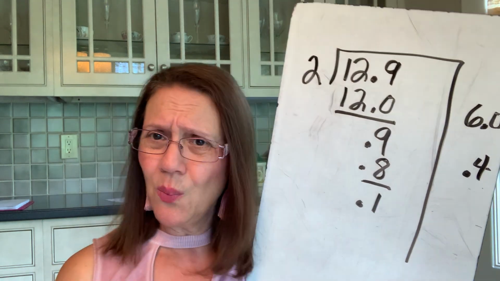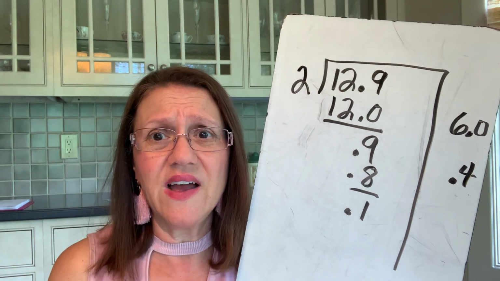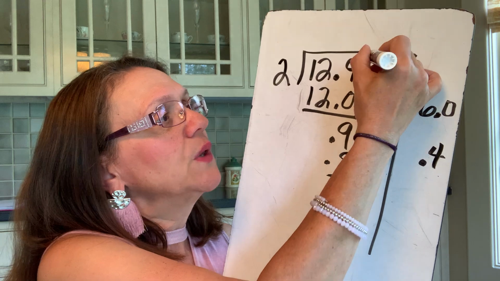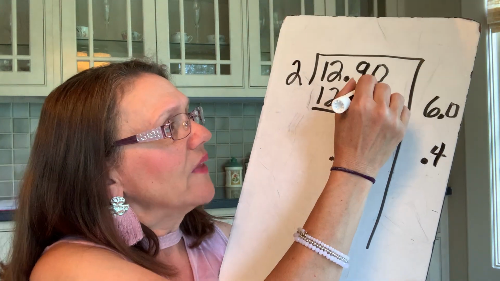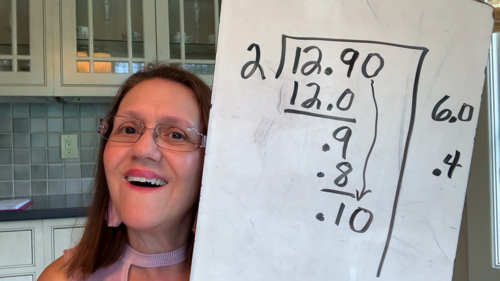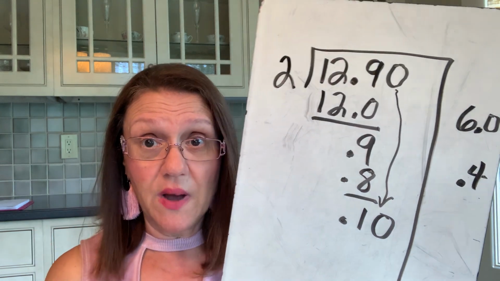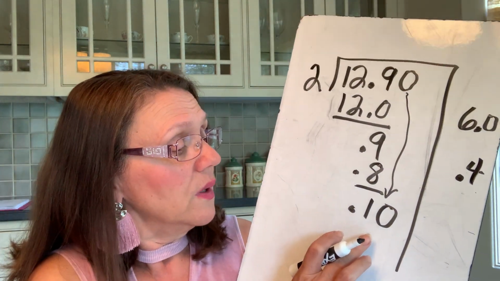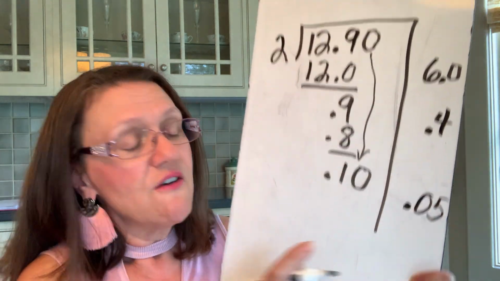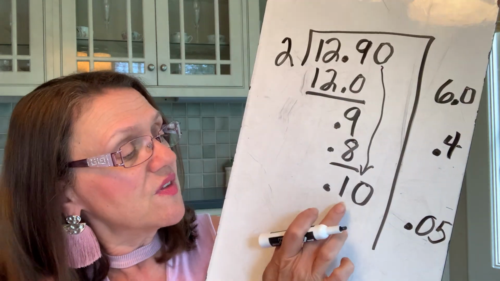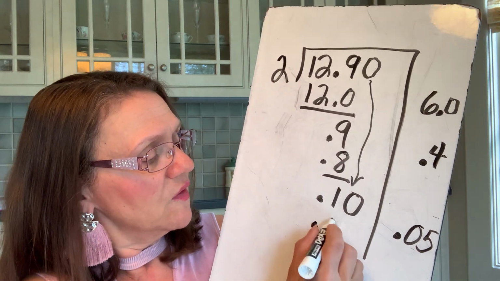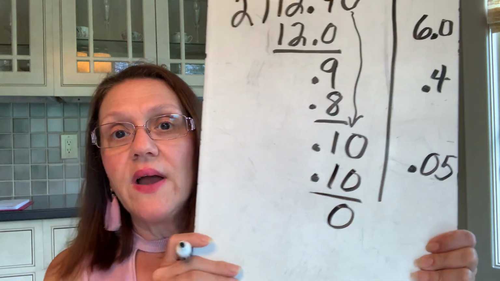We can keep going. How can we keep going? We don't have any numbers left to bring down. Here's why I left that space up there. Whenever you need to, you can simply annex a 0 and bring that down, like this. Now I can keep going with my division. 2 goes into 10/100ths, 5/100ths. Has to be the same number of place values here. 5/100ths times 2 gives me 10/100ths. Now I have a 0.